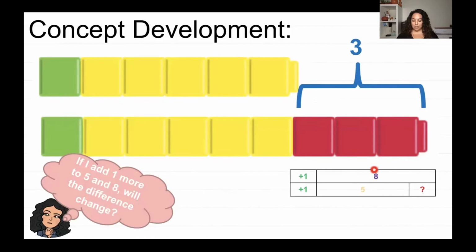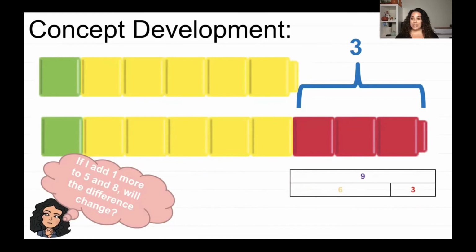I started with my 8 and my 5, and I didn't know the difference. But then I added these 2 green pieces right there. So did my difference change? No, it didn't change. So my difference is still 3.